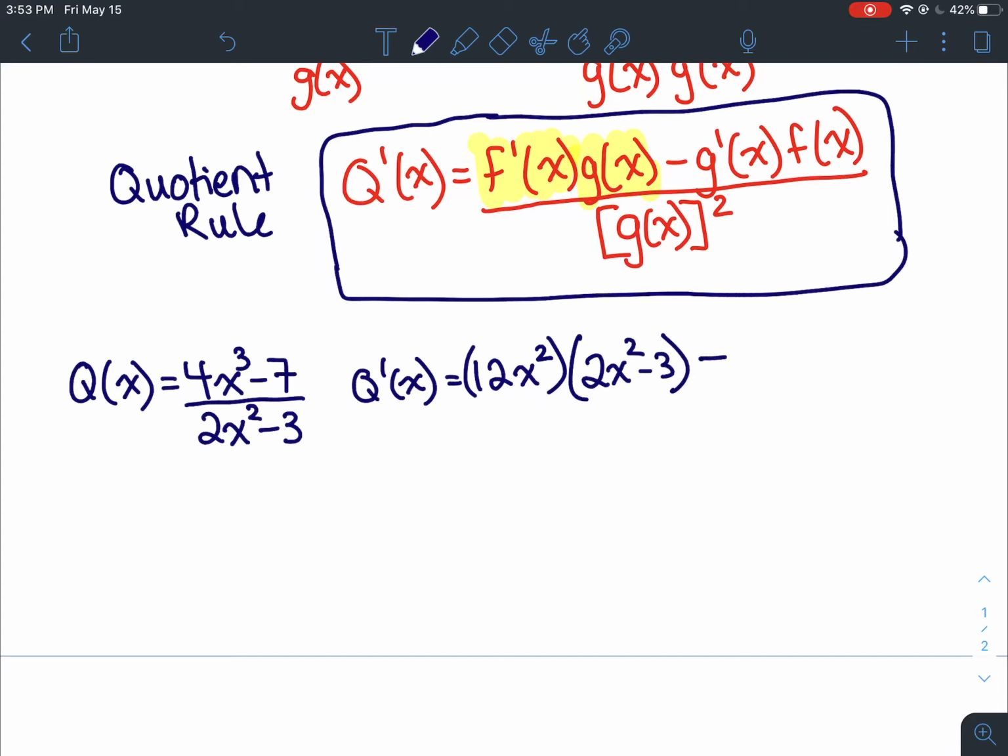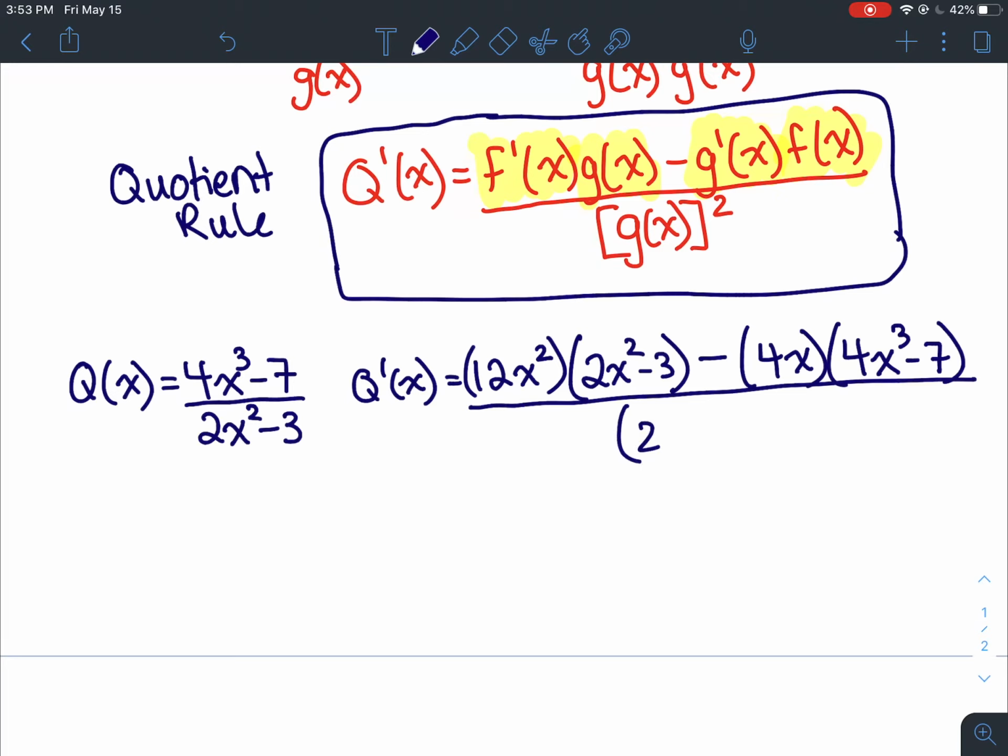Subtract. Next we have to find the derivative of the bottom function, which is 4x. Then we just write the numerator, 4x cubed minus 7. And then the whole thing is divided by g of x squared, the denominator squared, so 2x squared minus 3 squared. You should probably simplify that because it doesn't look that good.